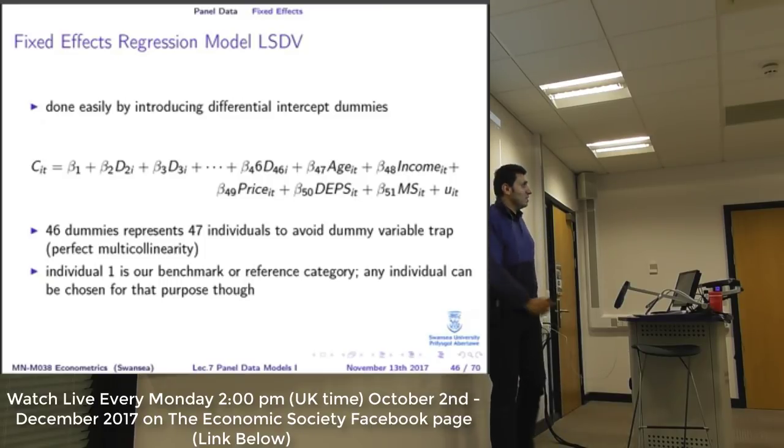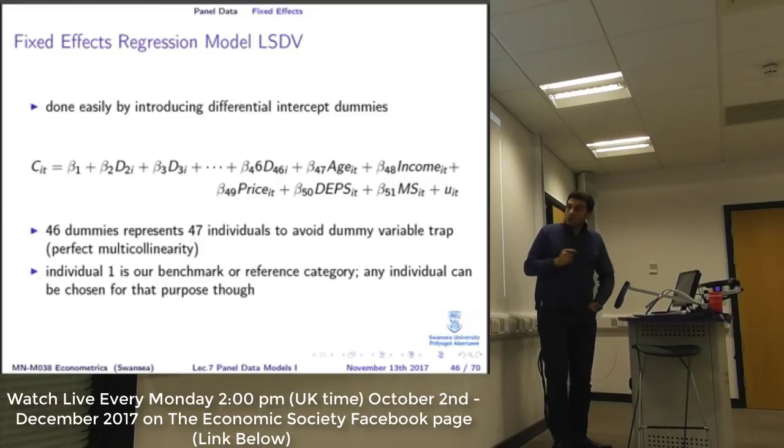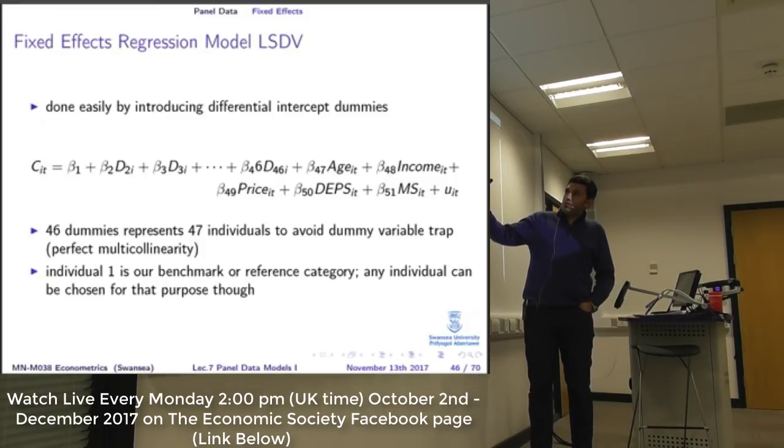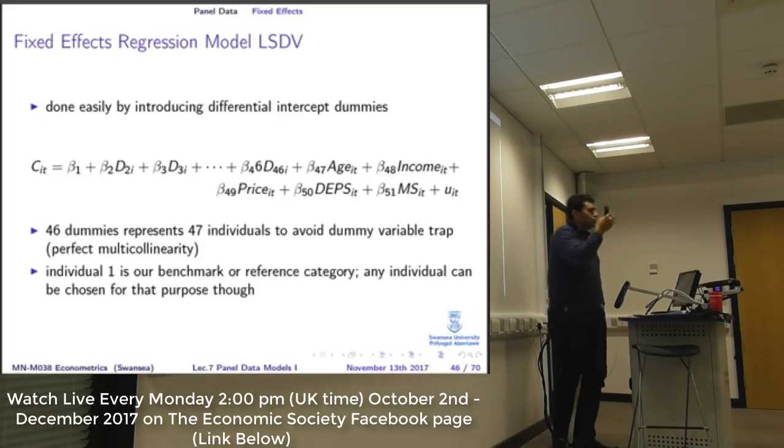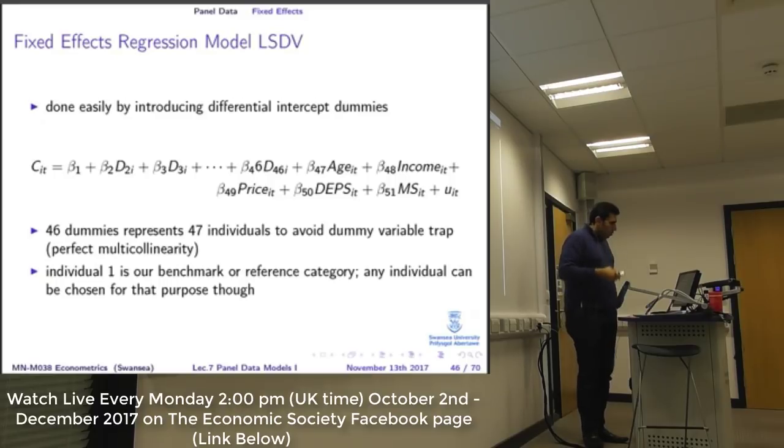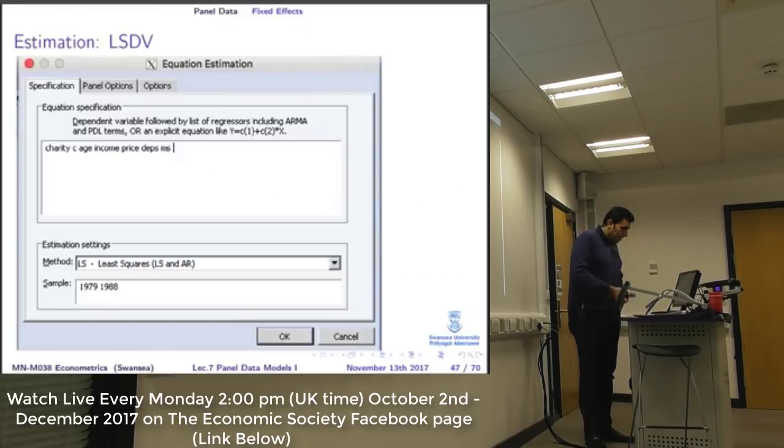So I kept beta 1 here. I think I dropped the first one, so if I started with D2, that should be 47. But anyway, you got the idea. You should drop only one dummy variable to be your reference or benchmark category, and this is what you're going to compare with. In EViews, it's very straightforward to do this.